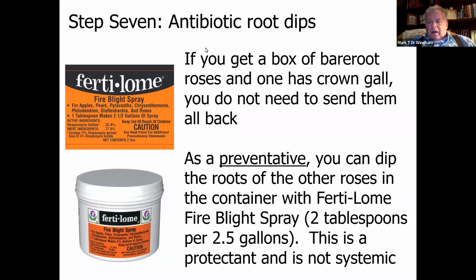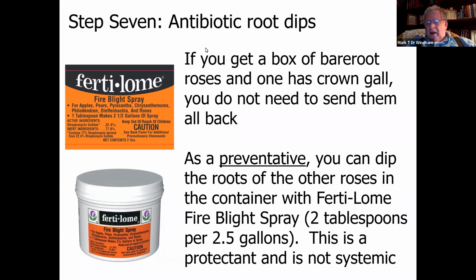Vertilone fire blight spray will not help you if the plant is infected. It is strictly used as a protectant. But you can take those other roses, and it says on that label at the top, use a tablespoon for 2.5 gallons. No, if you read the fine print on the back, you will find that for crown gall prevention, you need to use 2 tablespoons per 2.5 gallons. And you just dip the roses in this and let them sit for about 10 minutes.